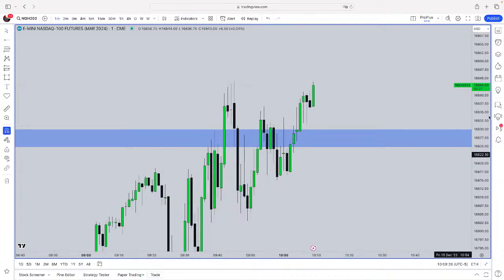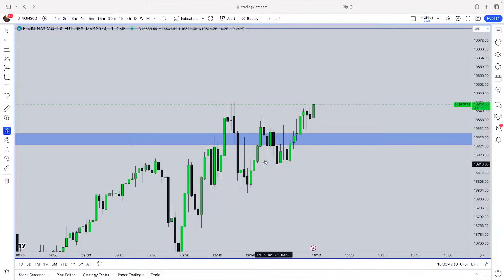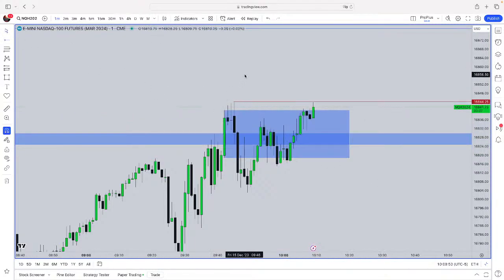So NQ. If it makes this high, then this will become a breaker, if it takes out this high here.